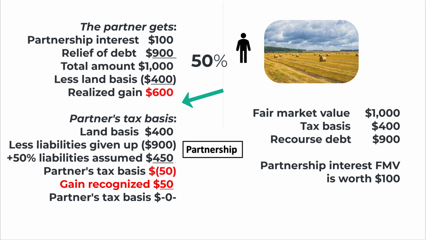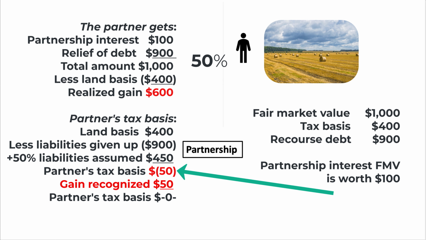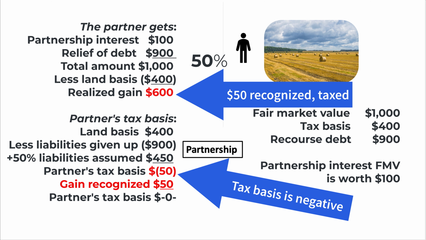We start with the $400 basis from the land. From that, we subtract the $900 liability that he transferred to the partnership. Assuming that we allocate 50% of partnership liabilities to partner 2, we will allocate $450 of liabilities to his basis calculation. This would give partner 2 a negative $50 basis, but a negative basis is not allowed. To correct this, partner 2 recognizes $50 of taxable income on the transaction. This increases his tax basis by $50, bringing it to zero.